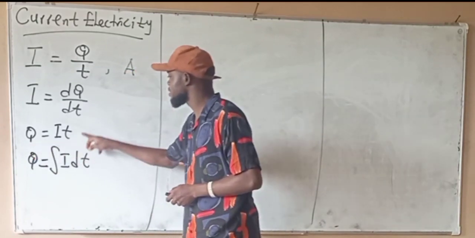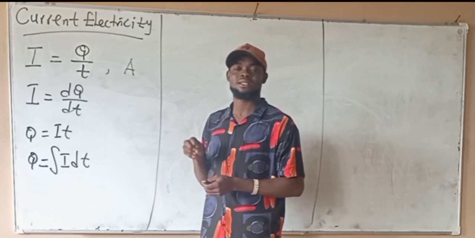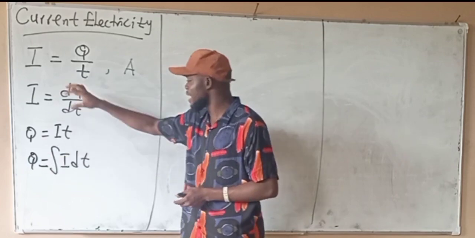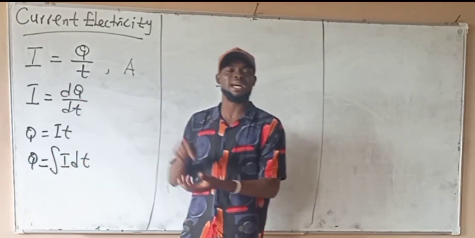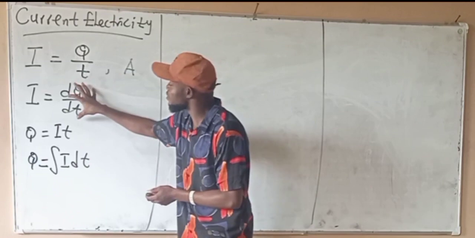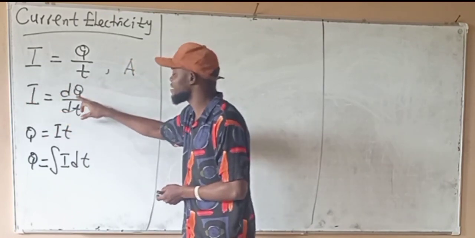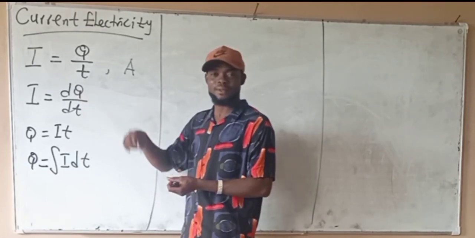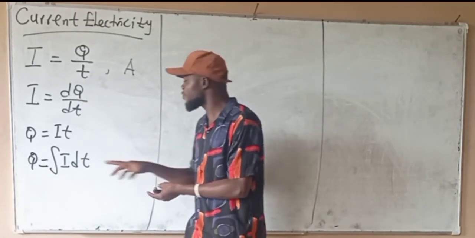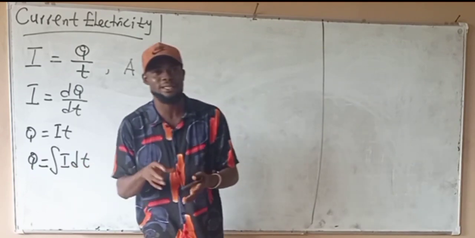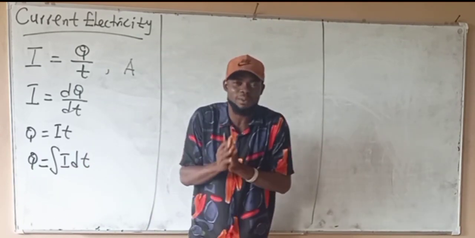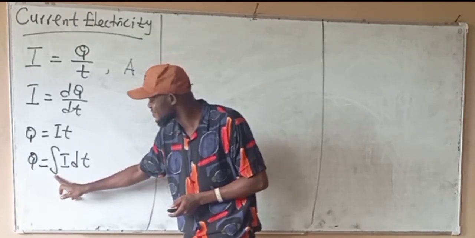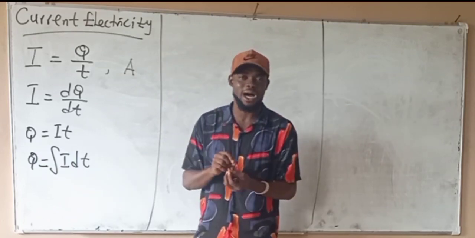So from here, you can obtain the dimension of charge. Let's move on first. Now, if charge is given as a function of time, you differentiate the charge with respect to time, and you have current. Now, if your current is given or expressed as a function of time, and you want to get the charge, just integrate the current with respect to time, and we have the charge.